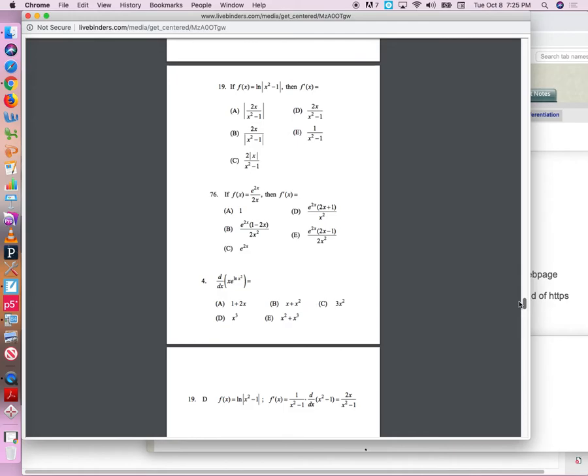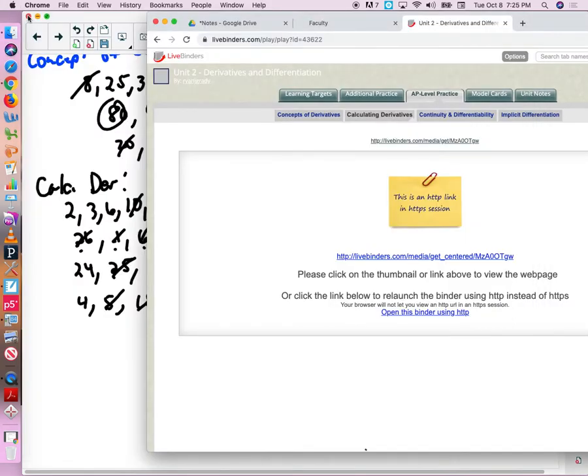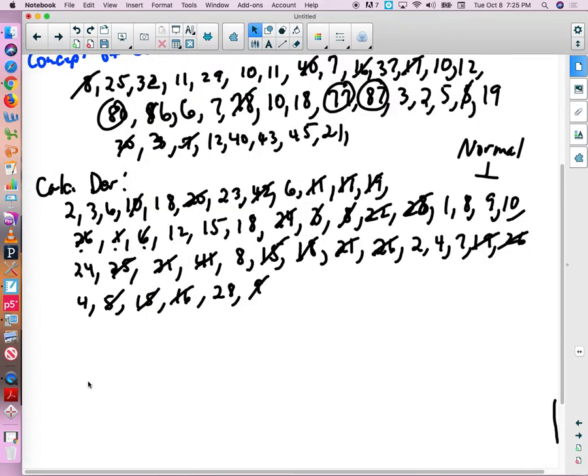Yeah, okay, so 4 is crossed off. I just couldn't read my writing again. All right, so that's that one. So all the ones I didn't cross out, you would study.